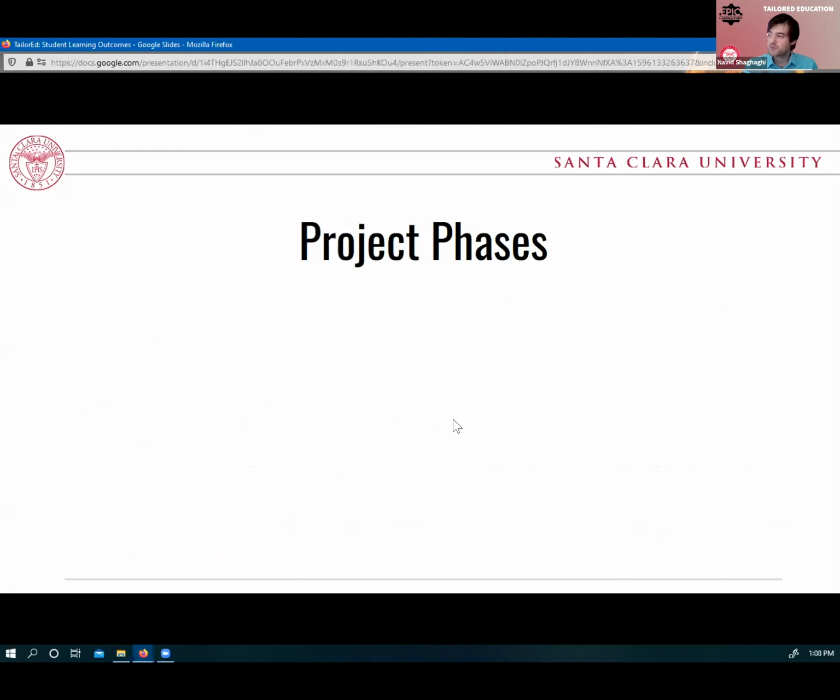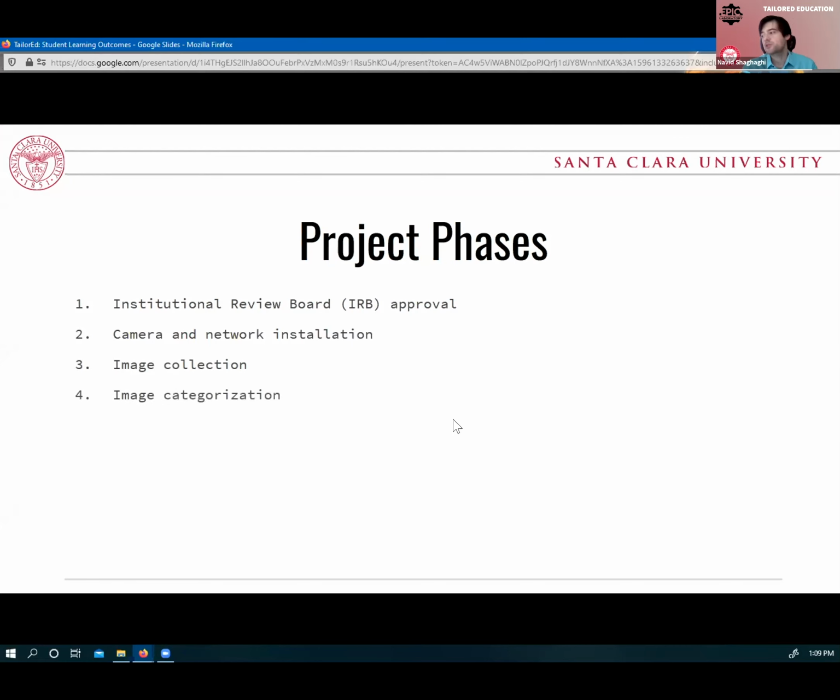Okay, the project that we have built has many phases. It started with getting an institutional review board approval. After that, we were able to install some cameras and network them so that we could get images from classrooms in order to classify what was happening in each one of those classrooms. Then we had to collect the images. After collecting the images, we had to categorize them.